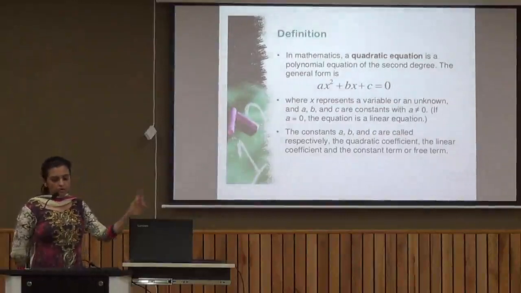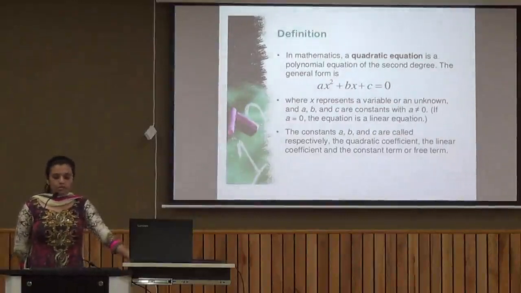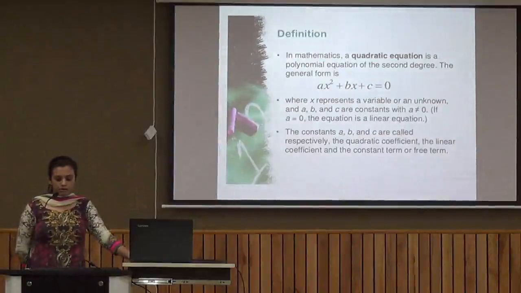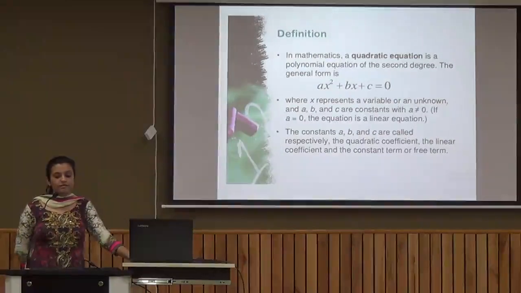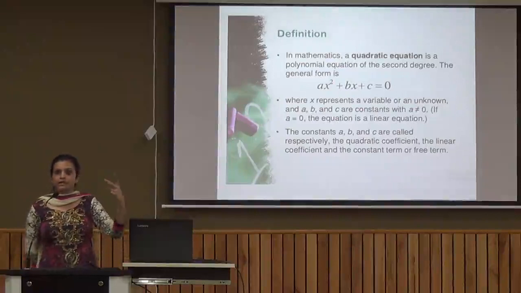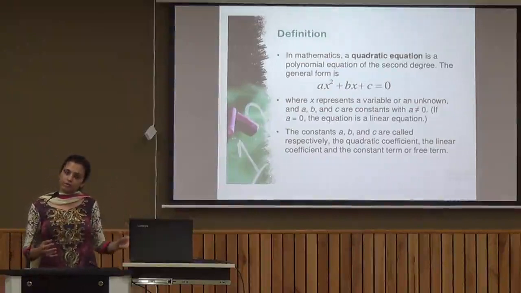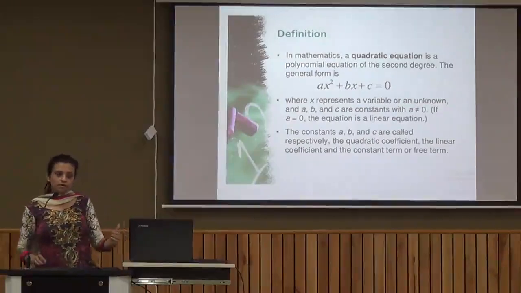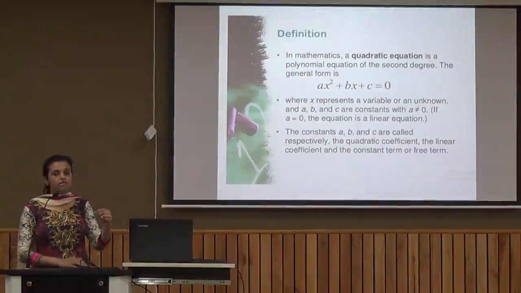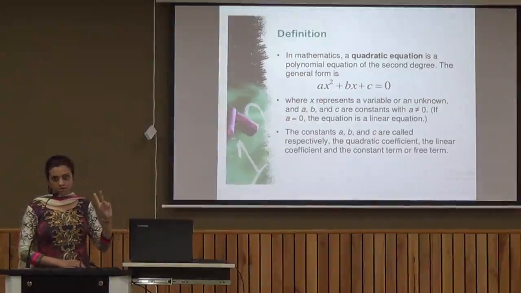As you can see on the board, in mathematics, a quadratic equation is a polynomial equation of the second degree. Remember, it is the second degree. This means out of all the terms of the polynomial and the subsequent equation, there is definitely going to be a term with degree 2, a term with degree 1 and a constant.